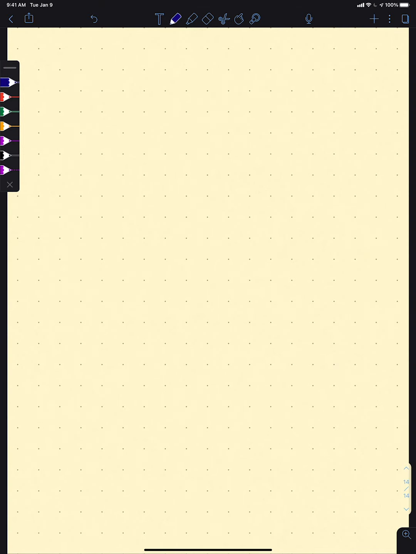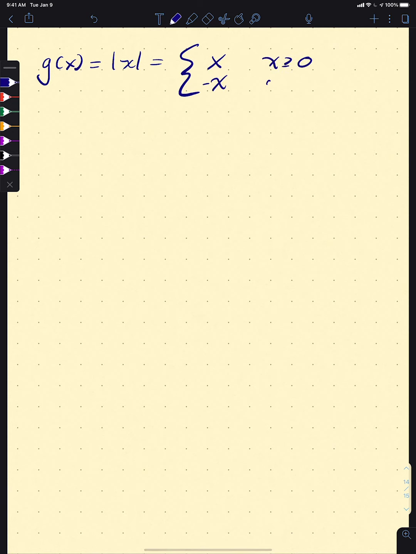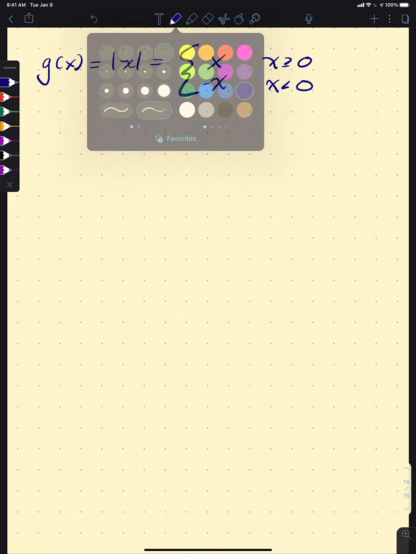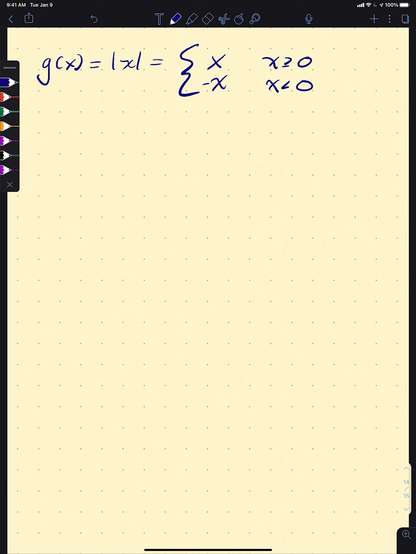One more piecewise function for you. As we saw in the last lecture, we have g of x is the absolute value of x. Well, we can split that up into it being x if x is greater than or equal to 0, or negative x if it's less than 0. So, what does this graph look like?